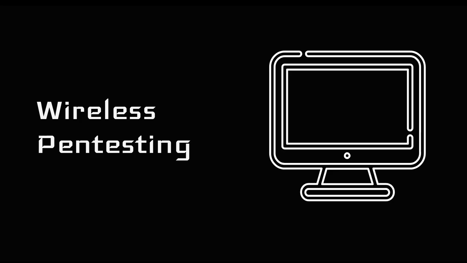environments. In wireless pentesting, we check the strength of the Wi-Fi security. For example, in this video, we will check the strength of a WPA2 PSK wireless network. But there are many more ways to test a wireless network besides this, depending on that particular network. Wireless pen testing is a field of its own, so this will only be an overview of the whole process.